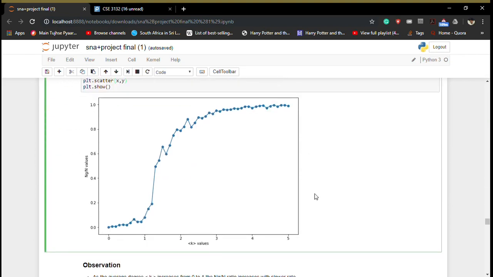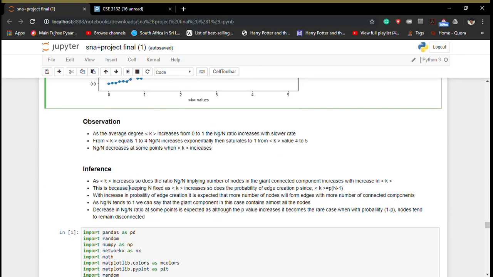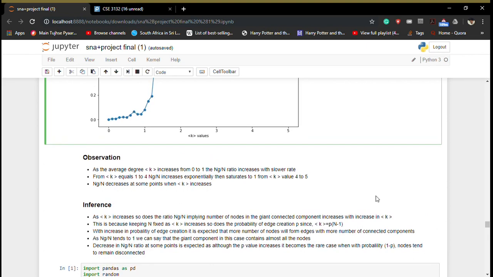So what you can observe about this graph is that as the average degree value increases from 0 to 1, the increase is not so much, but from 1 to 4 the increase is exponential, and as the average degree value goes from 4 to 5, the value of ng by n saturates to approximately 1. So what we can infer from this is that as average degree increases, so does the ng by n ratio, implying that the number of nodes in the giant component increases with respect to average degree.